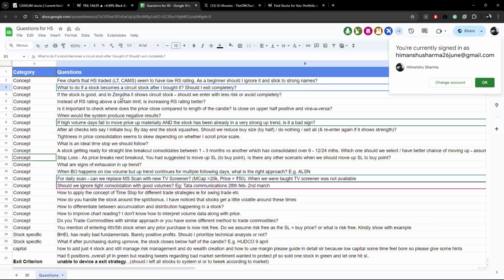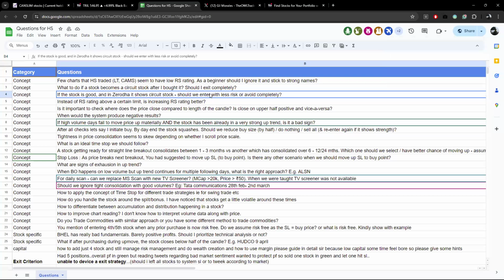If the stock is good and you know that, should we enter? Same, sir, we covered this in our module. I answered this in full class. I think you missed that class, because there we covered that your position size shouldn't be more than 5% in such a name. If it is a circuit stock, you can still trade it, but your position size should be less than 5.